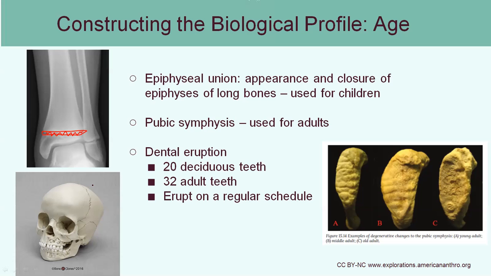Another thing we can look at are the teeth. So we know that children lose their baby teeth. The baby teeth are called deciduous teeth, and then we have 32 adult teeth. So if we take a look at the skull on the bottom left, if we count how many of the adult teeth are present versus baby teeth, you can see actually in the jaw, those adult teeth are still in the jaw, they're developing, they haven't erupted yet.